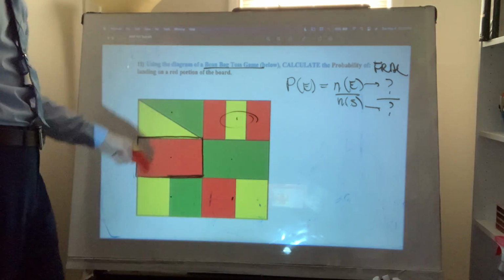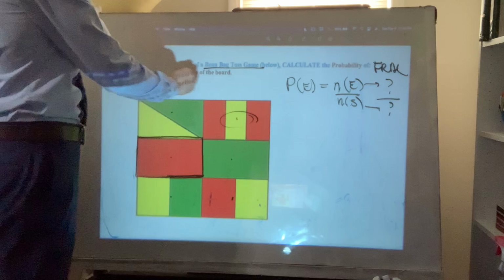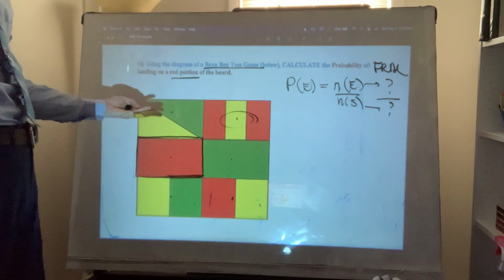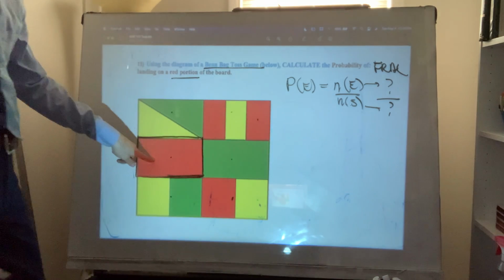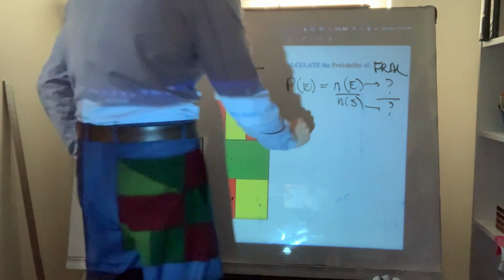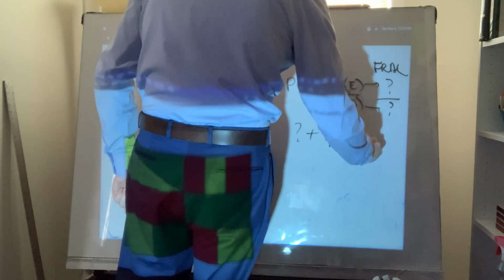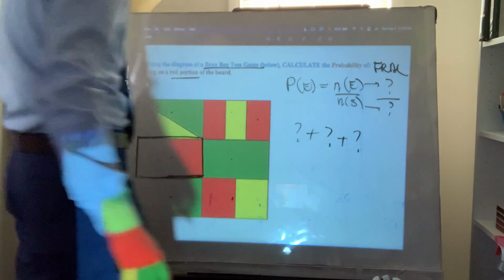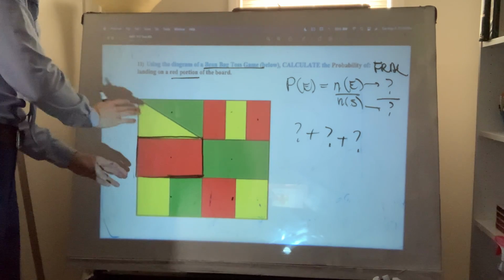Now, the actual question is to calculate the probability of landing on a red portion of the board. As you can see, there are different increments of that. So let's start with the obvious one. It's going to be a sum of these fractions, perhaps 3 or more. Red areas. Again, we don't have inches, we don't have centimeters, we don't have any unit.